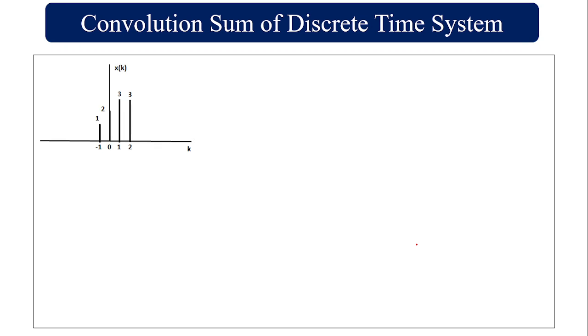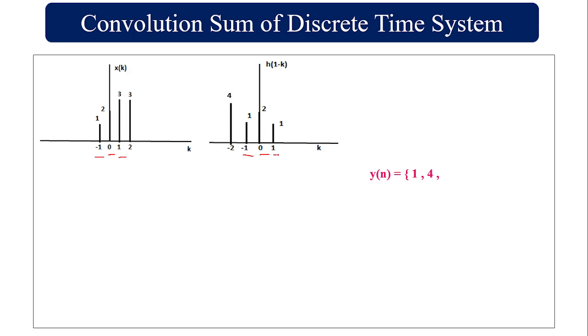Again it's going to be x of k into h of 1 minus k. Here I have three corresponding values as minus 1, 0 and then 1 here. Okay, so the value is going to be again 1 into 1, 2 into 2 and then 3 into 1. So the value is going to be 7.